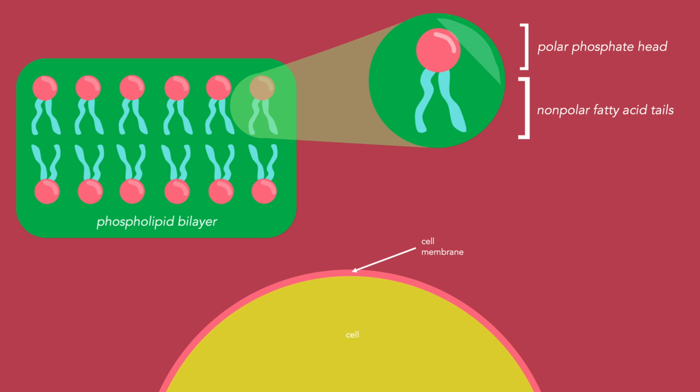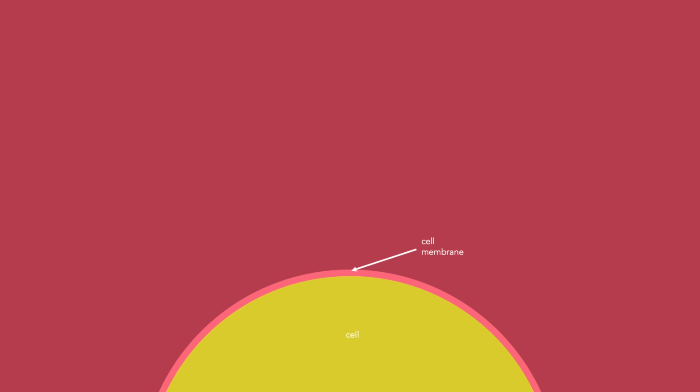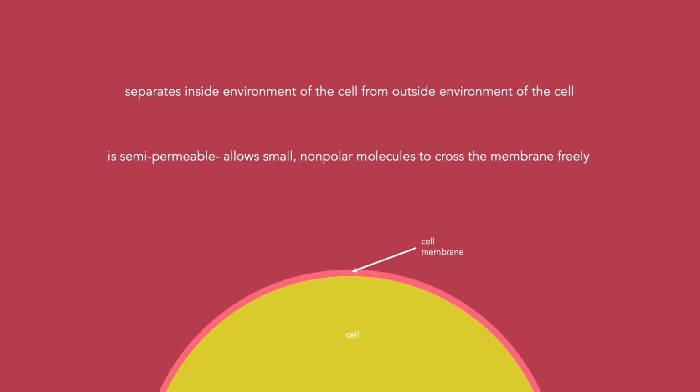This is caused by the hydrophobic tails not liking interaction with polar substances. The orientation of the phospholipid bilayer plays a major role in the function of the cell membrane. The cell membrane acts as a barrier, separating the inside environment of the cell from the outside environment of the cell. At the same time, the cell membrane needs to be able to transport molecules into and out of the cell. The cell membrane does this through its semi-permeable property, where it only allows certain molecules to travel freely into and out of the cell.